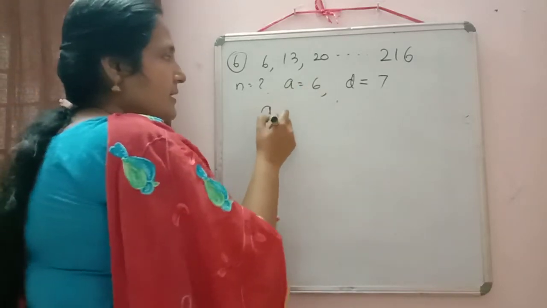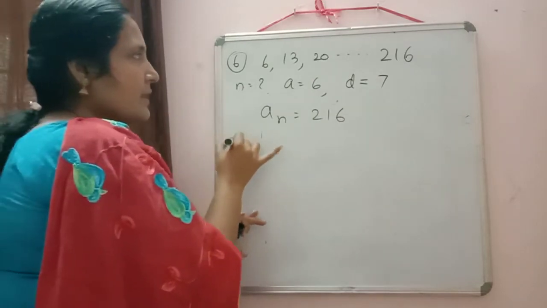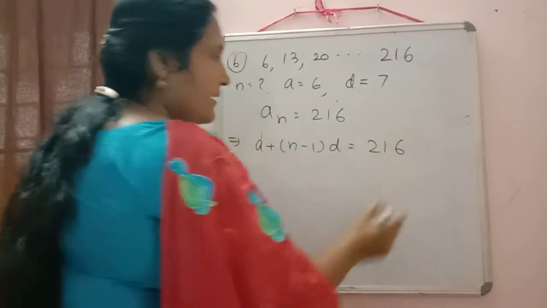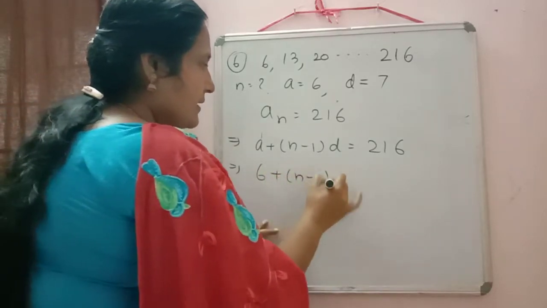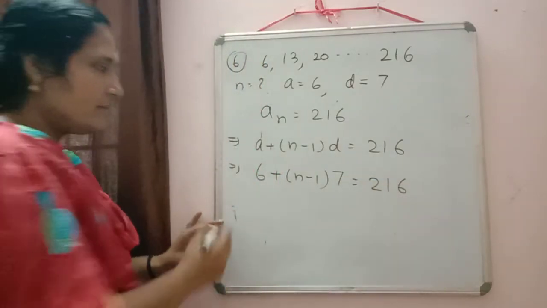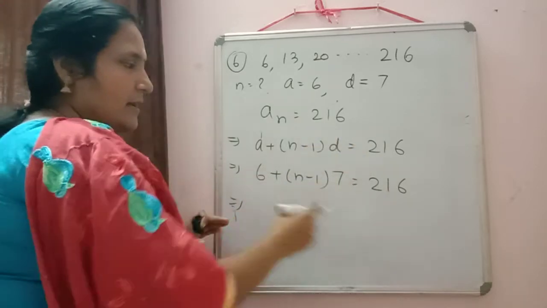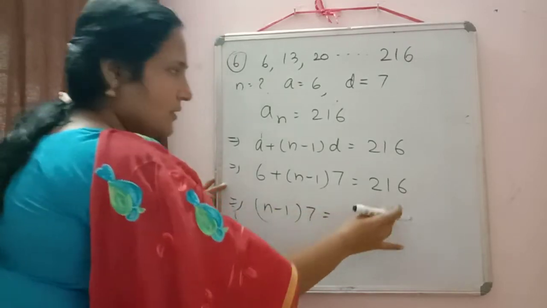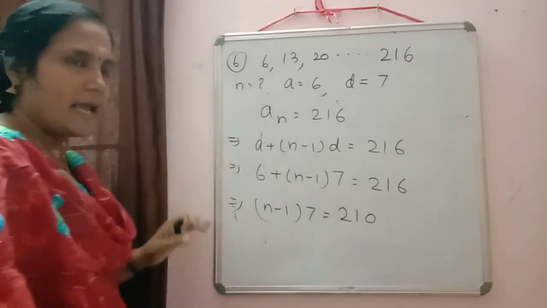And the nth term is given, 216. Now substitute the values. A plus n minus 1 into d is equal to 216. In place of A, 6 plus n minus 1 into 7 is equal to 216. Either you can multiply 7 here or you can shift 6 there. So I am shifting it here, so it will be equal to 210. N minus 1 into 7 is equal to 216 minus 6, which gives you 210.